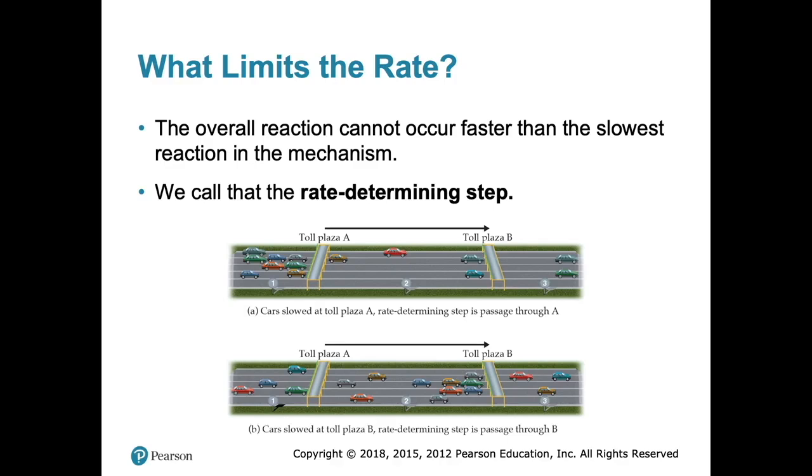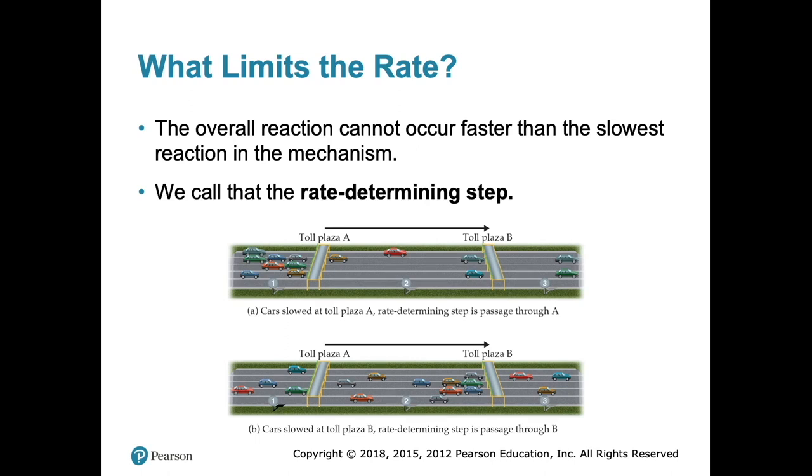All right, so let's talk about the limits of the rate. What limits the rate, right? The overall reaction cannot occur faster than the slowest part of the reaction mechanism, right? So it's basically like a bottleneck. In the reaction mechanism, there'll be a step that's a bottleneck, and we call that the rate limiting step, okay? Because the rate can't get any faster than that bottleneck. That's called the rate limiting step, right?